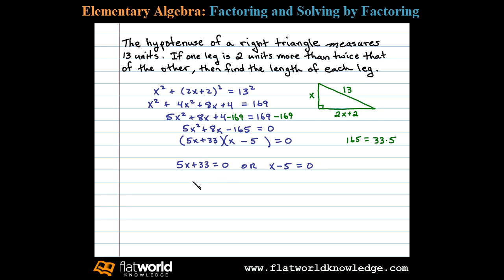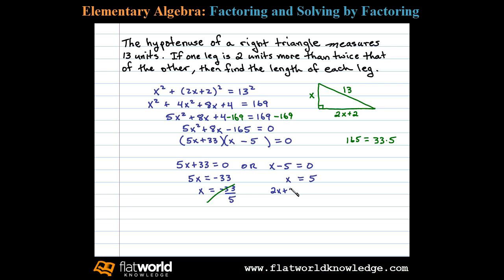In this case, we subtract 33 on both sides and we're left with 5x equals negative 33, and then dividing by 5, x equals negative 33 over 5. Here, if we add 5 to both sides, we have x equals 5. Now, since x represents the length of a side of a right triangle, we'll disregard the negative answer.